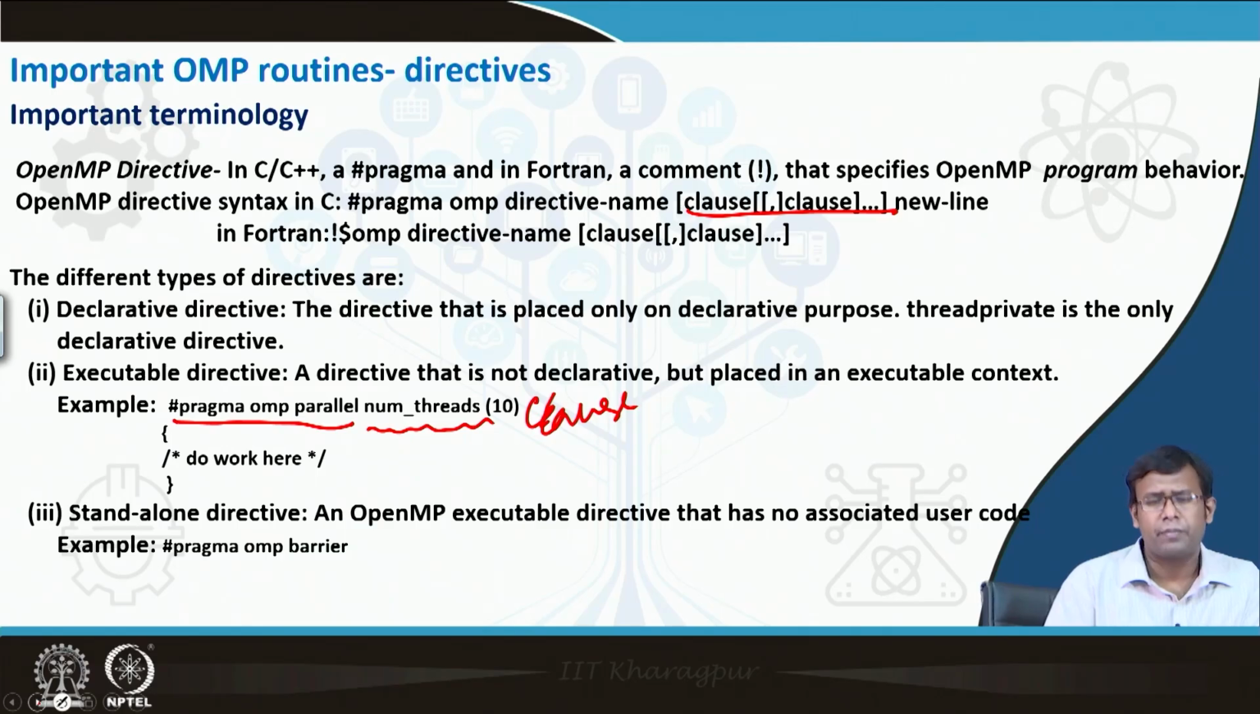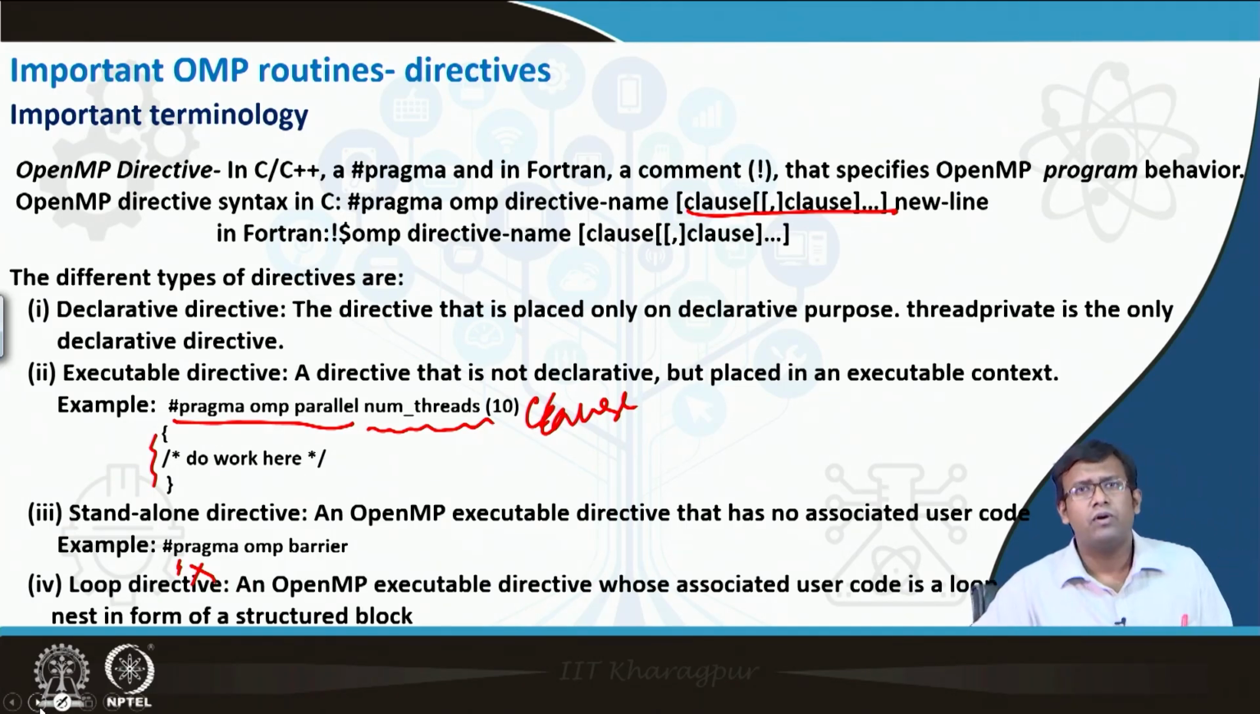associated code. Take pragma OMP barrier: that means at this point all the threads should wait. There is a barrier on the threads till all the threads finish their parallel work. This is called a synchronization directive, and this is a standalone directive. So for this directive you do not need anything after it; it will execute on its own.